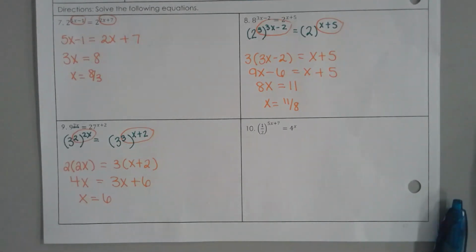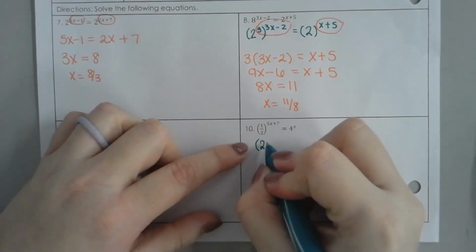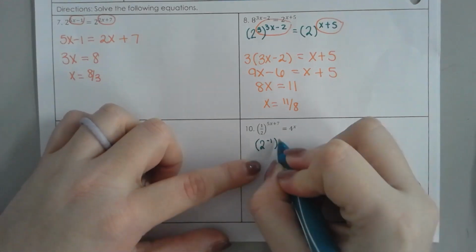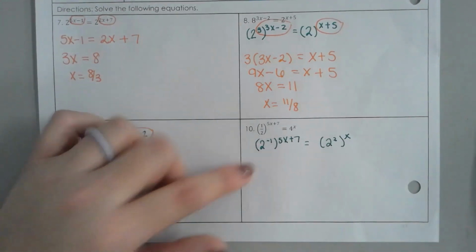Number 10, and this one you could go a couple different ways. We have one base of 1/2, and one of them has a base of 4. You could change one of them, or you could change both of them. If I saw this, my first instinct would be that this is 2 to the negative first power, and that's 2 squared. That's one option.